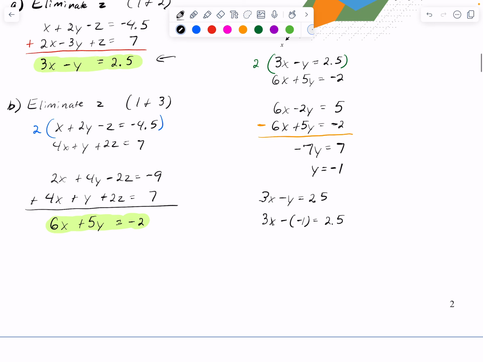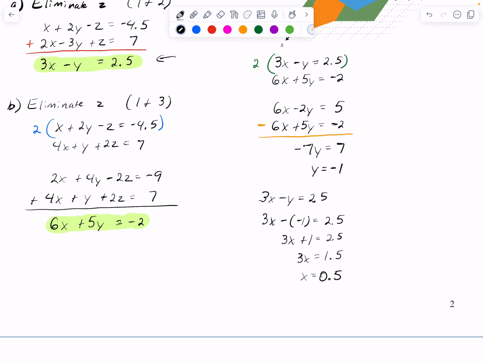Now you should see that that's really going to become addition. Move it over with subtraction. So 2.5 minus 1 is going to be 1.5. Divide both sides by 3. 1.5 over 3 is the same as 1 over 2, or 0.5. All right, so now we've found 2 out of 3. We got one more to go.